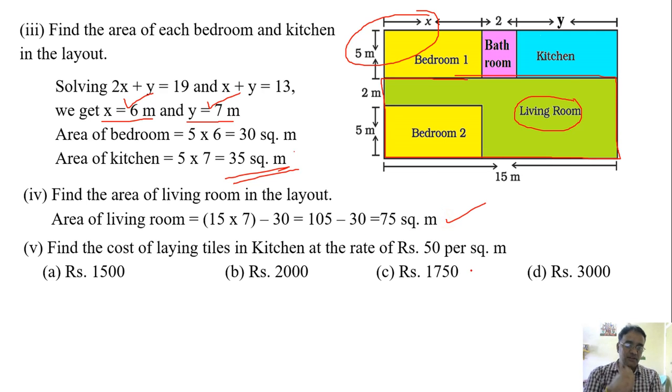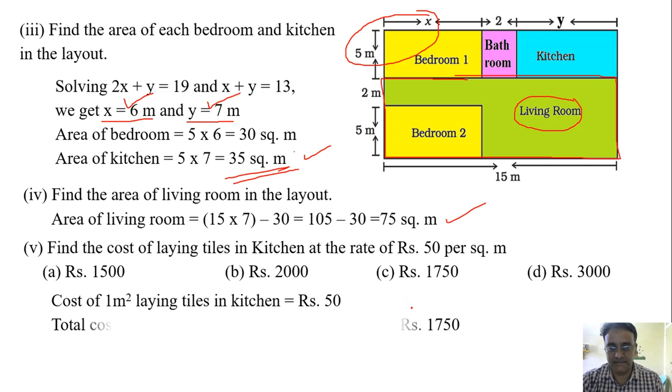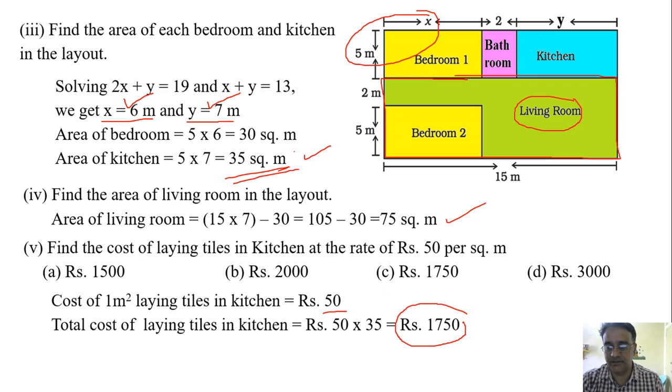Now the last question: find the cost of laying tiles in the kitchen at the rate of rupees 50 per square meter. The area of the kitchen we already got in the third part, that is 35 square meter, and the rate is given. So we can calculate the total cost by multiplying 50 by 35, that is 1750. So we got the correct option C. This is one example of a practice item.